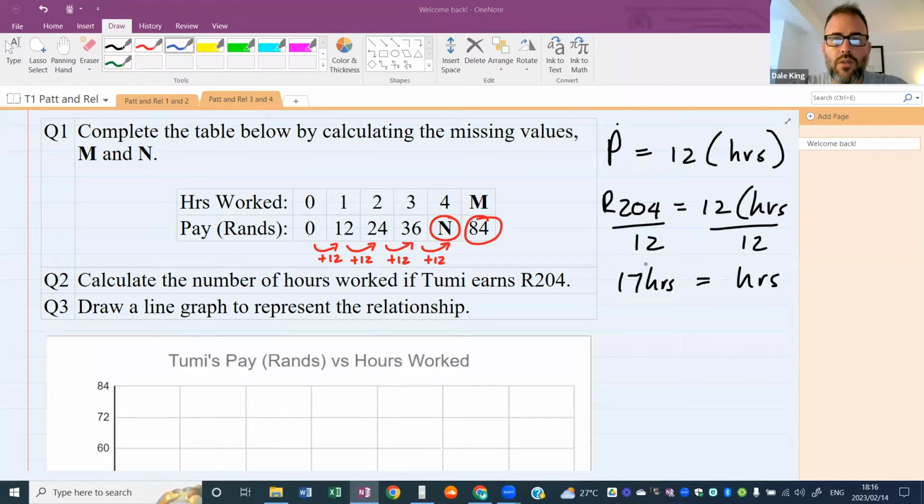Vuyo, we got 17. If you do 204 divided by 12, it is 17. Check your calculation.